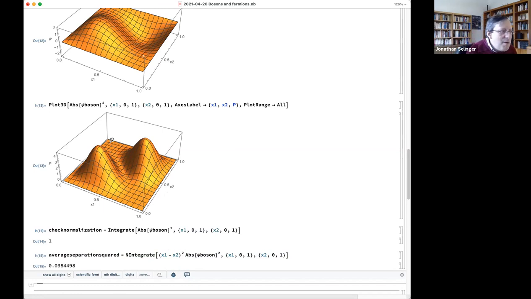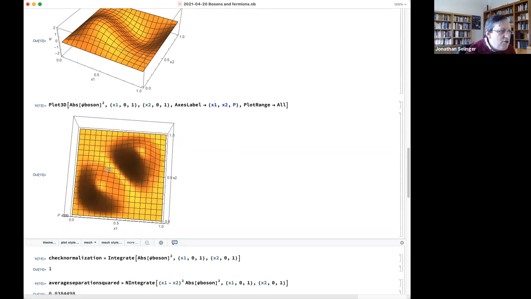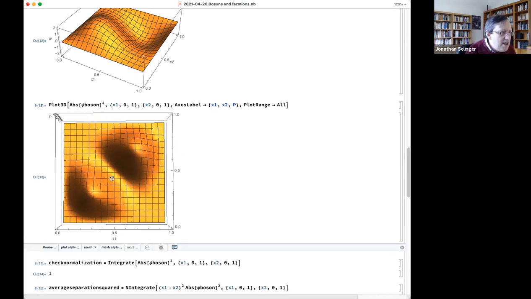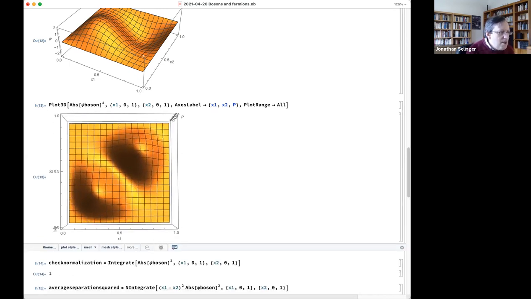Perhaps you could visualize that by looking from above. Here, if we look from above, the line of x1 equals x2, that's the 45-degree line. This is x1 equals x2. So the average of x1 minus x2 squared, that's saying how far you are away from the 45-degree line.